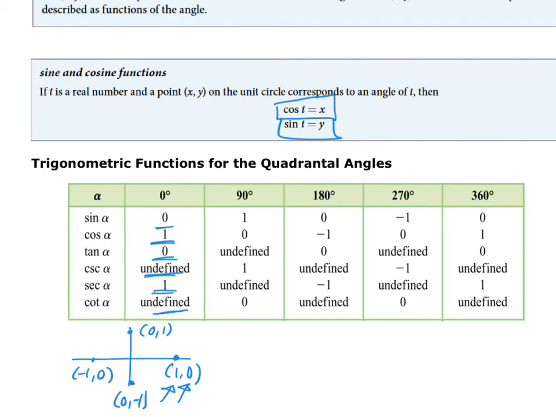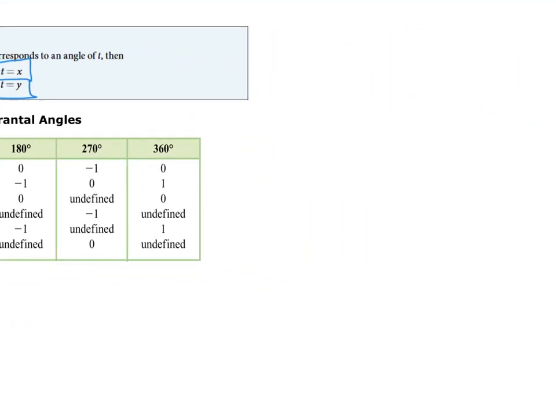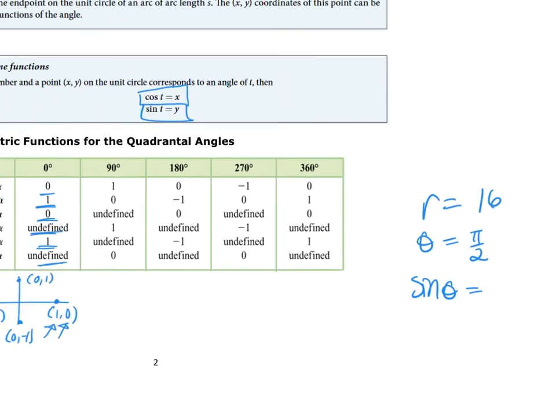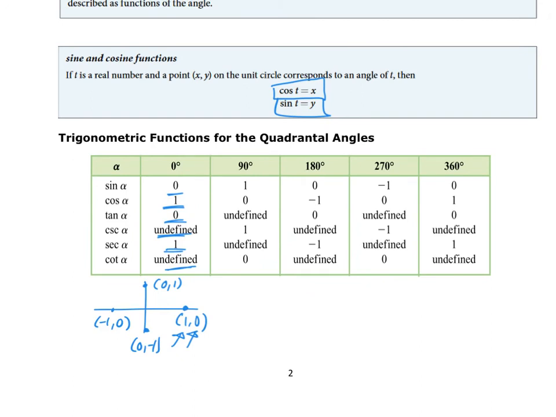Do you think that's going to change if I told you that my radius is 16 and my theta is pi over 2, and I want to find the sine of theta? Do you think any of those are going to change if I scale up my radius?